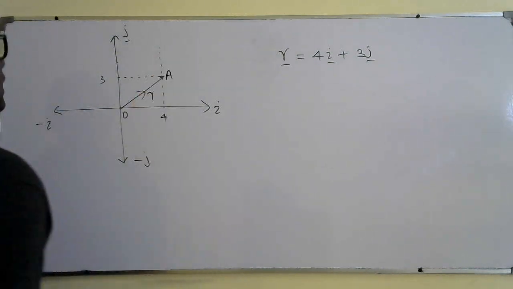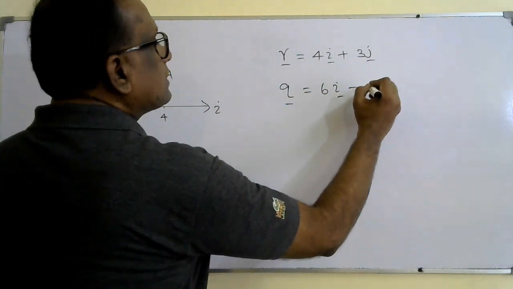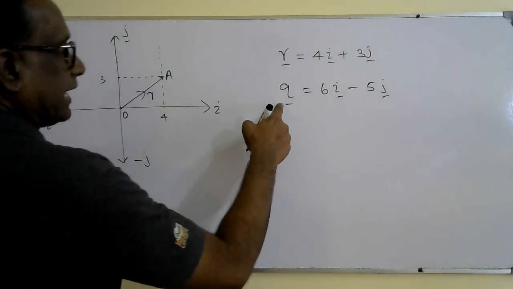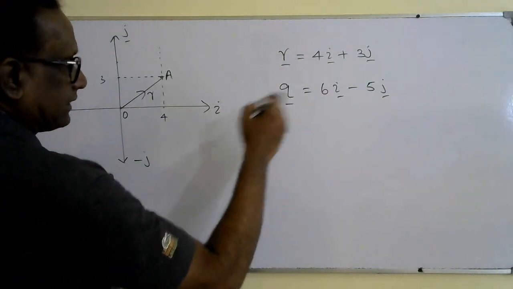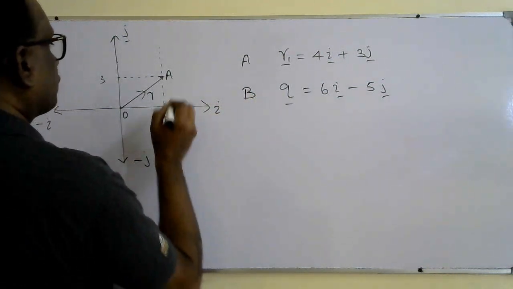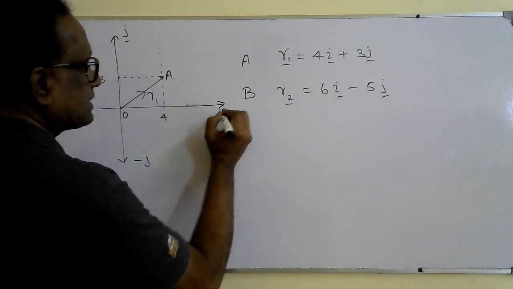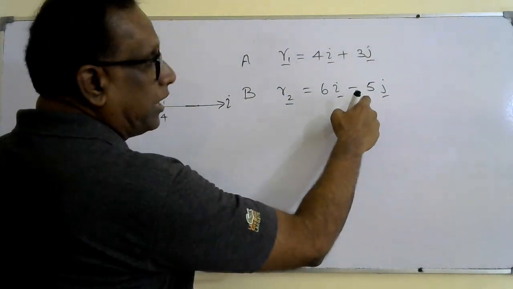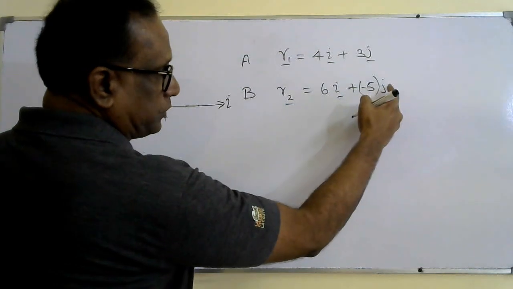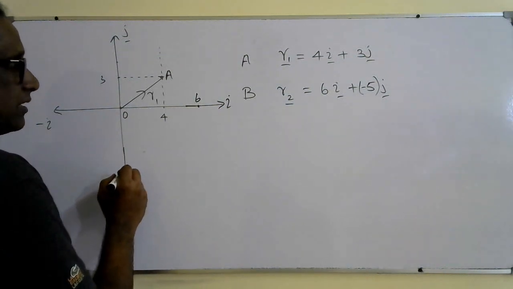So I can name this A. Now there could be another vector, q, that is 6i minus 5j. Maybe its direction is like this. 6i minus 5j means that vector q represents another point, so this is point A, this is point B. I will name them R1 and R2, easier than Q. R2, 6i: somewhere here, 6 units in the i direction. In the y direction, minus 5. I can also write this as plus minus 5j. So in the j direction, it is minus. This minus could be taken here, minus j. So that means 6 in the i direction and 5 in the minus direction.